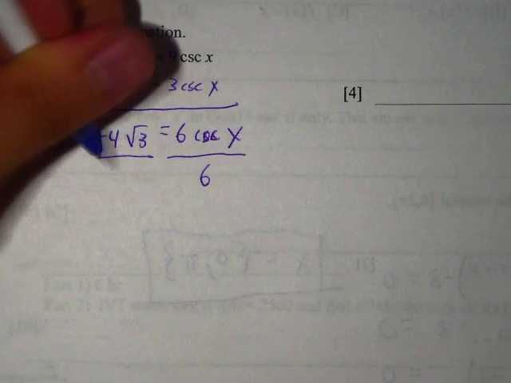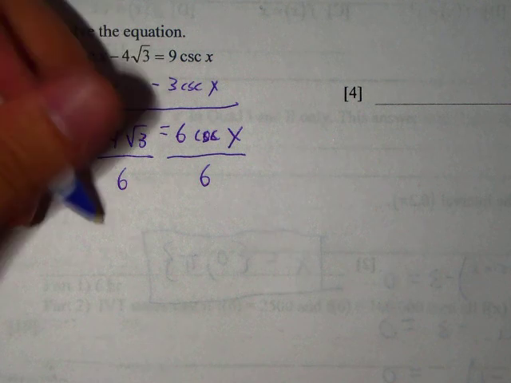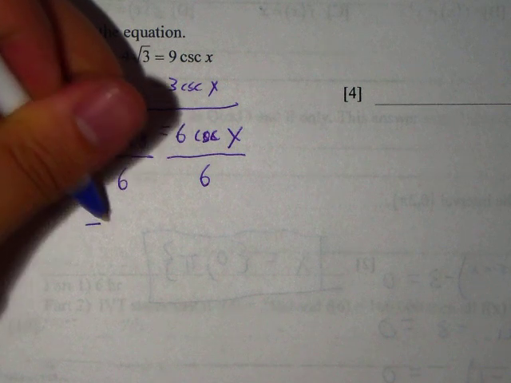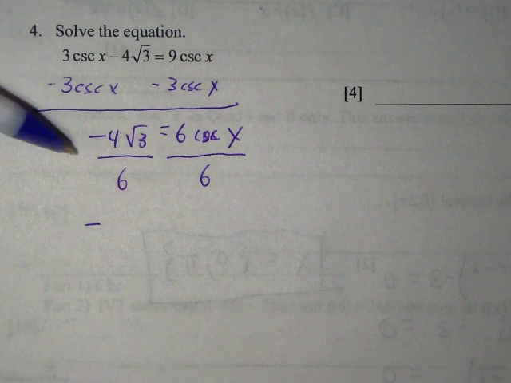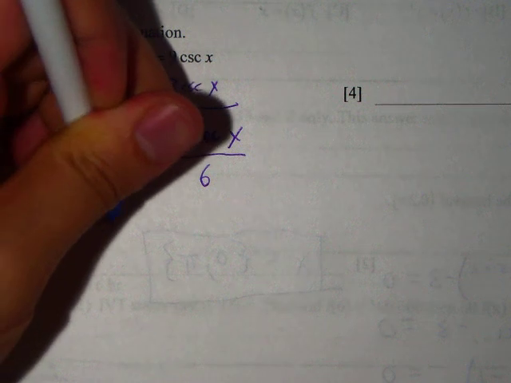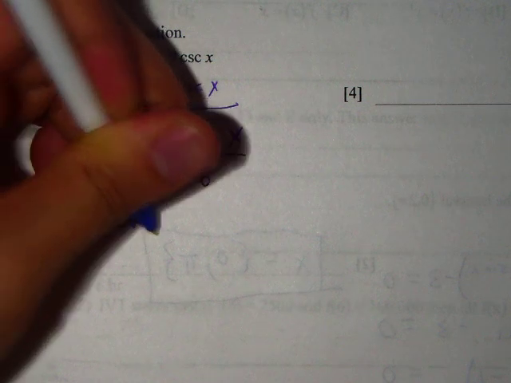I want to isolate it, so I'm going to divide by 6 on both sides. I'm going to reduce the fraction here: 4 over 6 is 2 over 3. So negative 2 square root of 3 over 3 equals cosecant x.